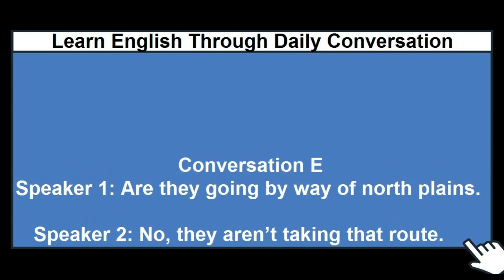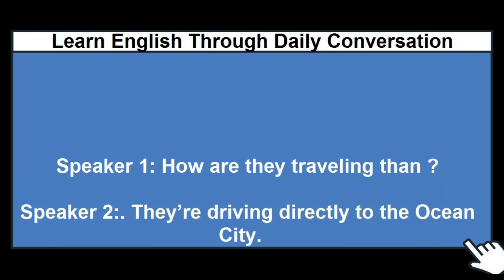Conversation E. Speaker 1: Are they going by way of North Plains? Speaker 2: No, they aren't taking that route. Speaker 1: How are they traveling then? Speaker 2: They are driving directly to the Ocean City.